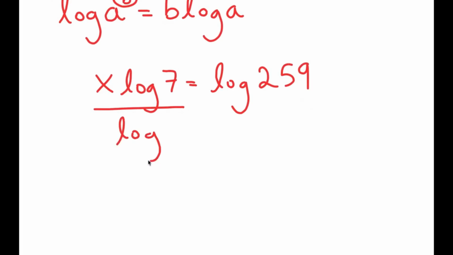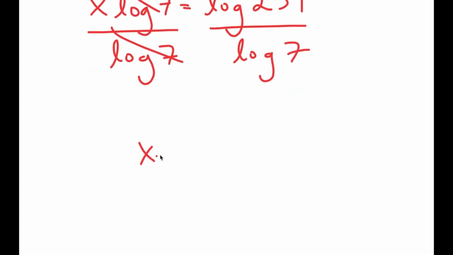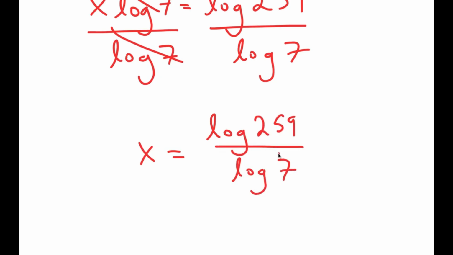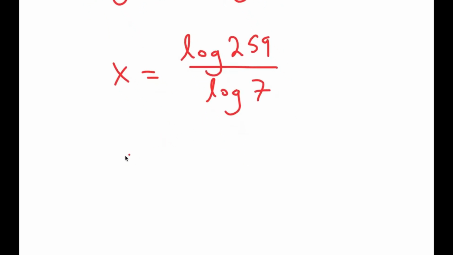So now what I'm going to do is divide both sides by log 7. So then these two cancel out, and I get x is equal to log of 259 over log 7. And log of 259, I can rewrite that as log of 37 times 7.